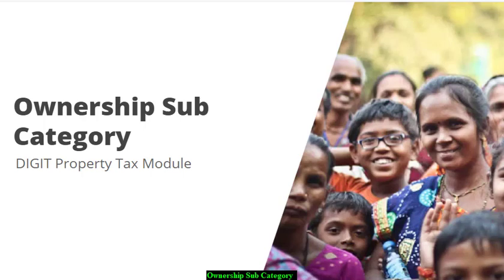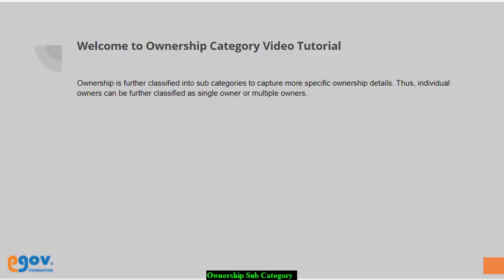This video walks you through the steps involved in configuring the ownership subcategory master data template in the property tax module. Ownership is further classified into subcategories to capture more specific ownership details. Thus, individual owners can be further classified as single owner or multiple owners.